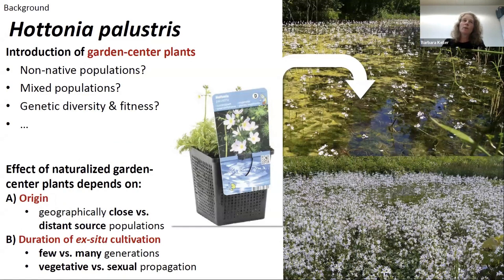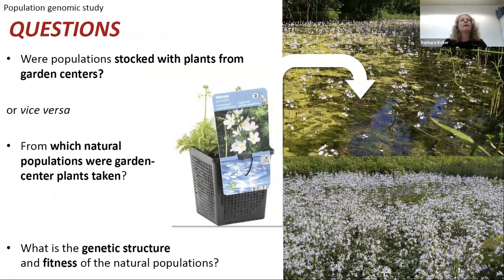One important note about these naturalized garden center plants is that the effect on biodiversity depends strongly on whether they were collected in spatially close or distant source populations, how long they were cultivated ex situ, for few or many generations, and whether they were propagated clonally or sexually. Therefore, in this applied study, we address the following questions. Were populations stocked with plants from garden centers, or the other way around, were garden center plants taken from natural populations? And what is the genetic structure and fitness of the natural populations?